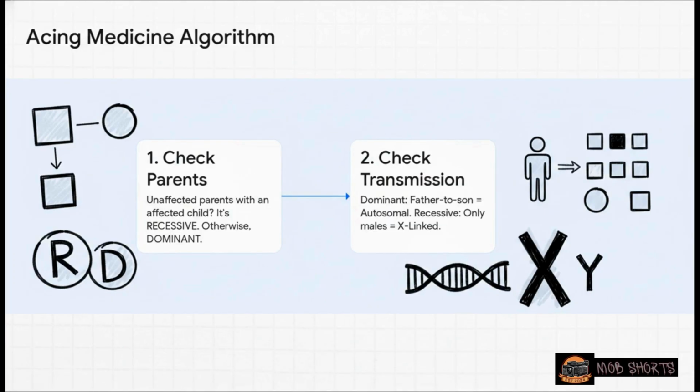Then, for step 2, you just check the transmission. For dominant, look for father to son. For recessive, see if it's mostly males being affected. That's a huge hint for X-linked.